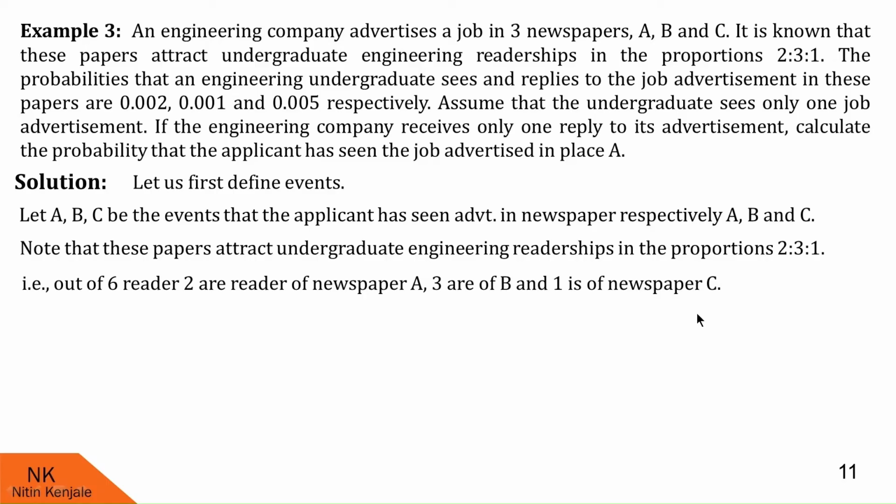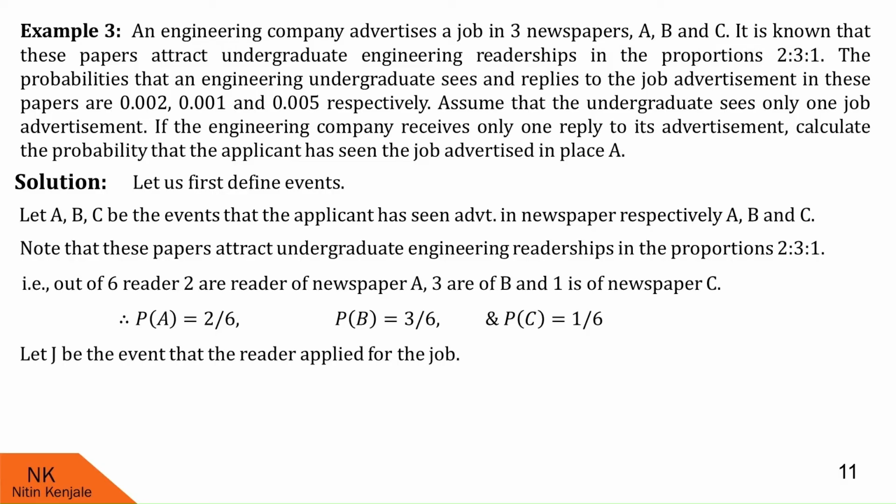Therefore, probability of A, that is the applicant has seen the advertisement in the newspaper A, is 2 out of 6, that is 2 by 6. Similarly, probability of B, that is the applicant has seen the advertisement in newspaper B, is 3 out of 6, that is 3 by 6. Similarly, probability of C can be given by 1 by 6. Now let us define event J. It denotes that the reader has applied for the job.